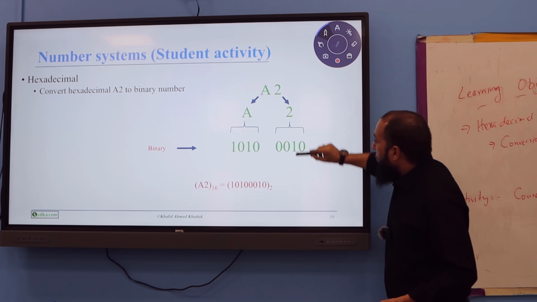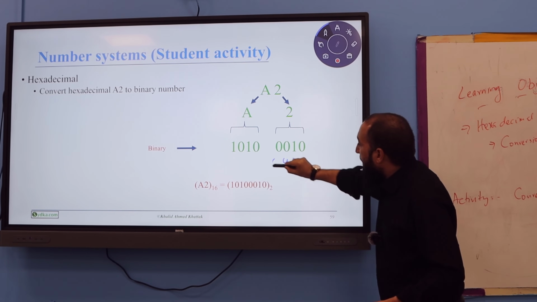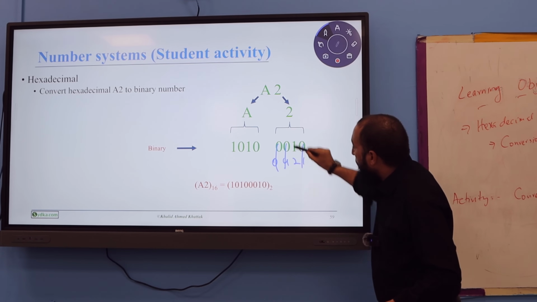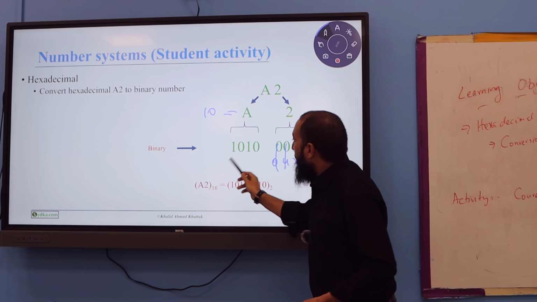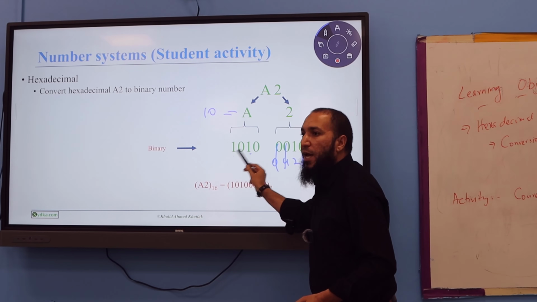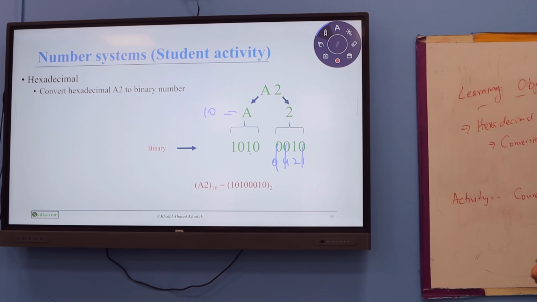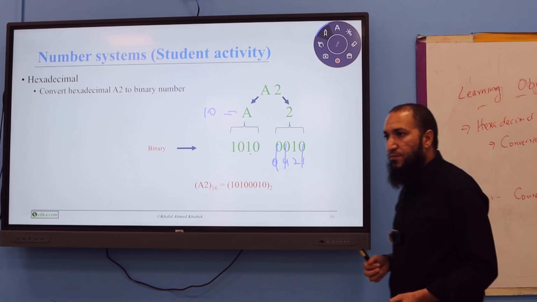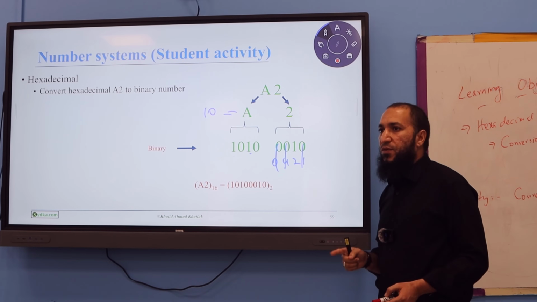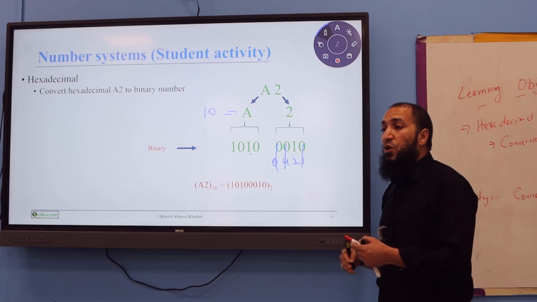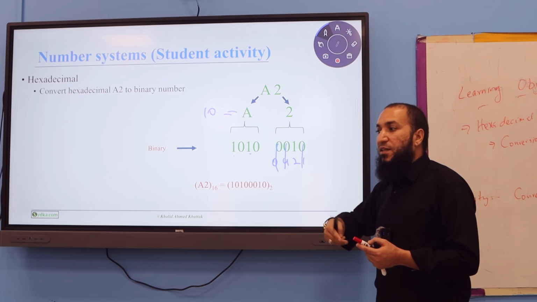So remember, this is 2, which is 1, 2, 4, 8. Cancel, cancel, cancel. Only 2 is left here. And A is equal to what? 10. So this is 8, this is 2, and 8 plus 2 is 10. In hexadecimal, from A, B, C, continuing, it's 10, 11, 12, 13, 14, 15. Up to 15, okay? Because when you go to 16, that's another number now.